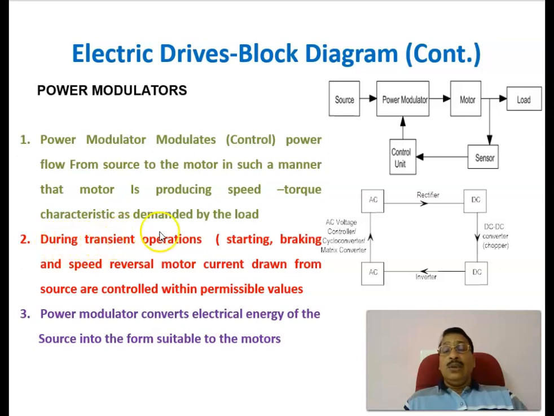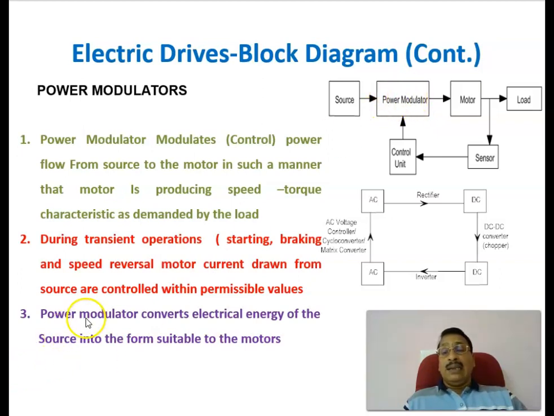Second, during the transient operation, like during the starting of the motor, during the braking of the motor, during the speed reversal of the motor, the current drawn from the source is controlled within the permissible limit. Current is limited by this power modulator. That is the second purpose of the power modulator.